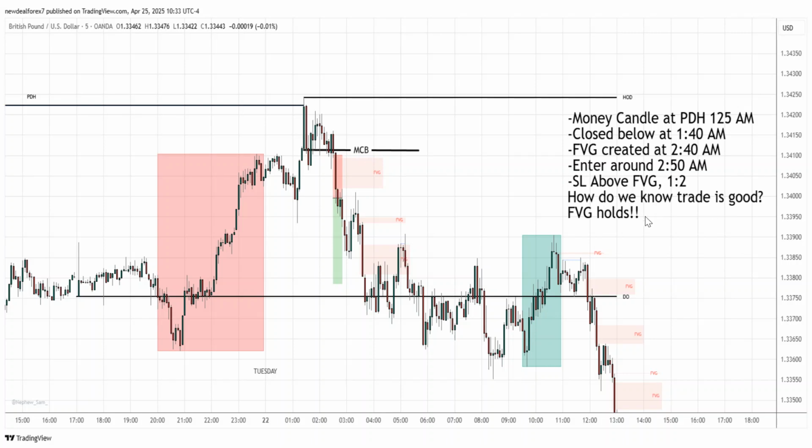How do we know the trade is good or legit? We should hold on to it. The fair value gap holds. Okay, it does not. No candles close above the fair value gap for a short example.